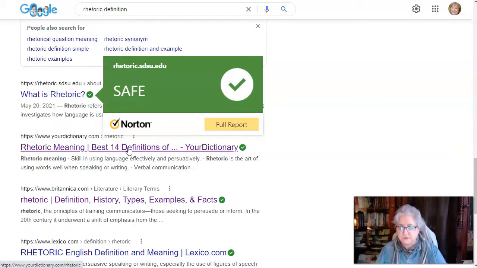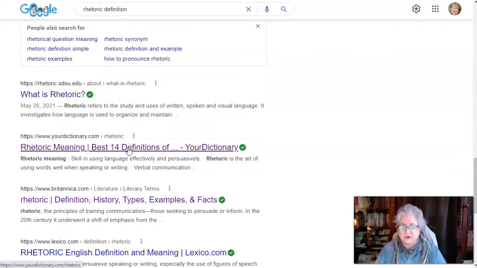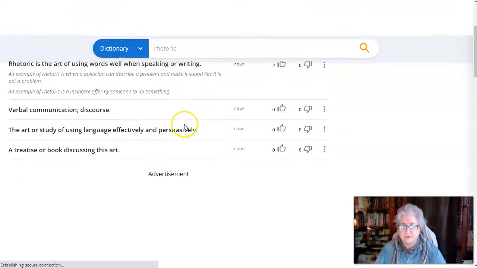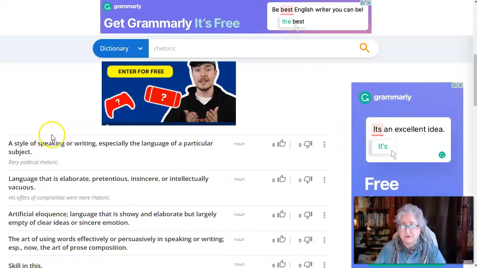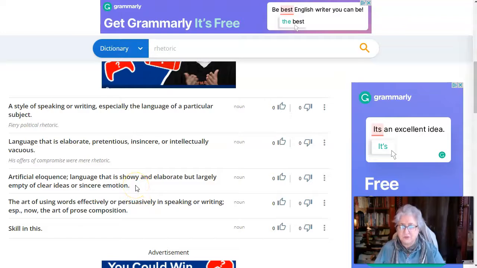So here's one. Your dictionary talks of different ways people have defined the term rhetoric. Language that is elaborate, pretentious, insincere, intellectually vacuous. Devoid of emotion. Now that's interesting. Now that didn't come up in this stuff about the ancient Greeks. Guarantee it. It just didn't.